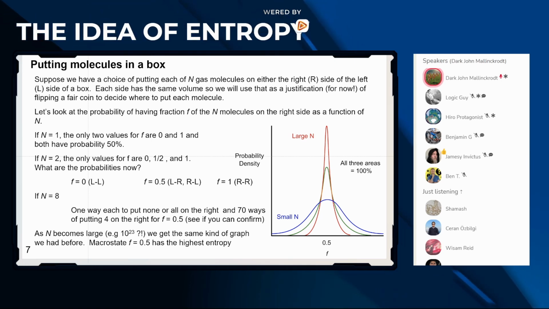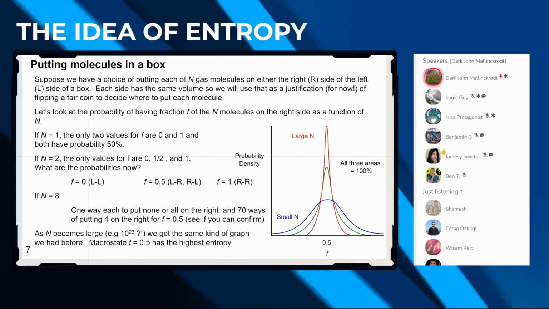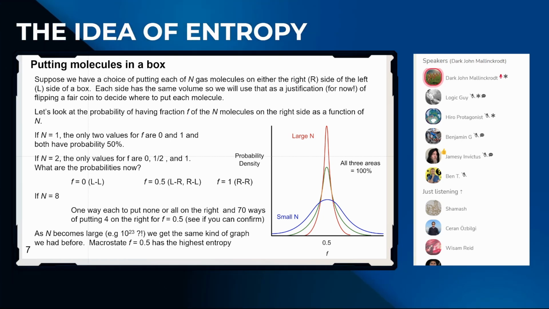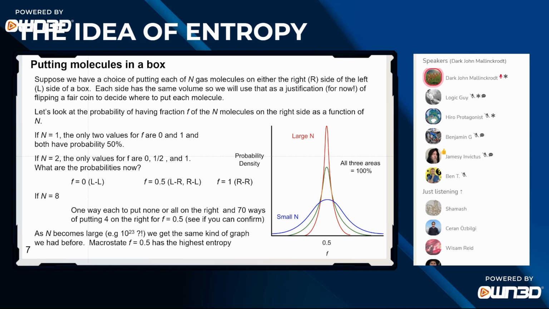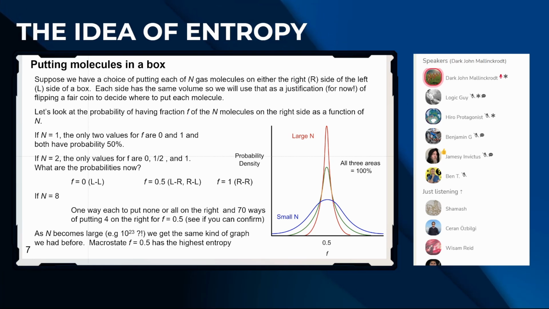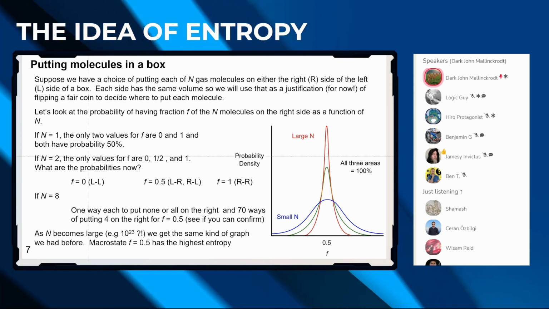Okay, and so as n becomes large, we get the same kind of graph we had before. Macrostate F equal 0.5, right? The one consisting of all microstates with half on the right has the highest probability and the highest, quote, entropy. It's the one that is the most probable because it has the highest entropy, the largest number of microstates.